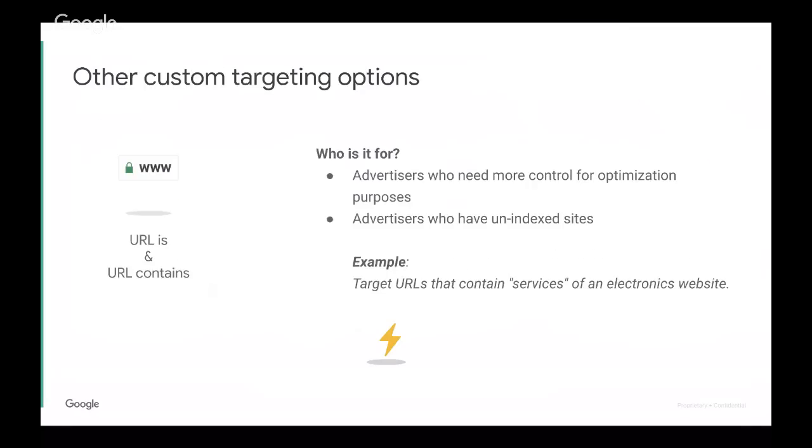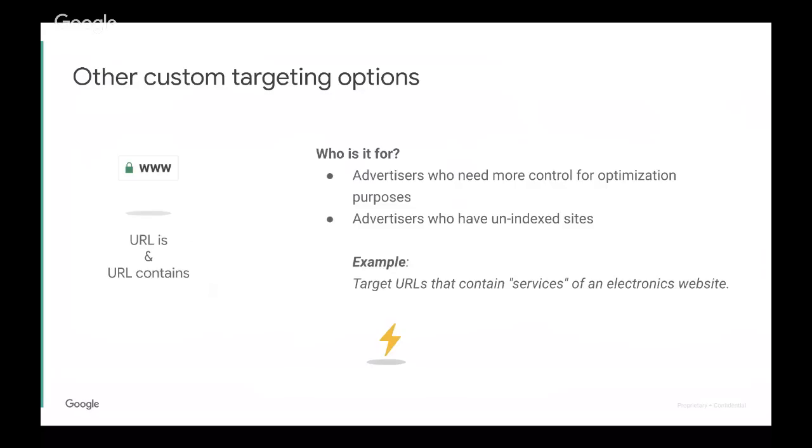Cool. The next one. Some other targeting options. The next one is URL is or URL contains. This option increases the control over specifically what pages are promoted through your DSA. Now, this is very limited because it's only targeting the specific URL that you have chosen. So we actually recommend this more as an optimization lever.